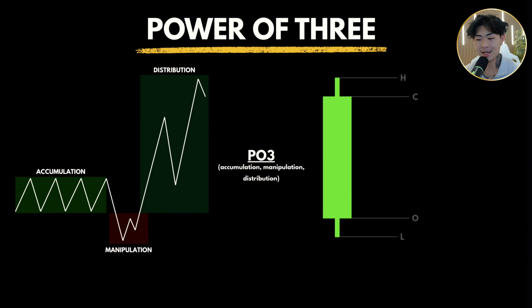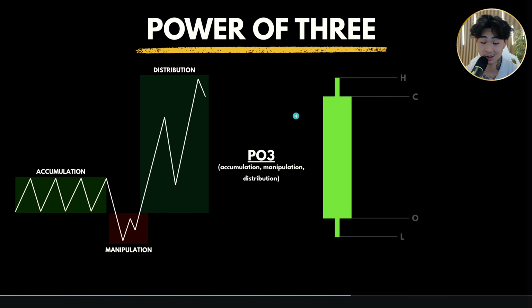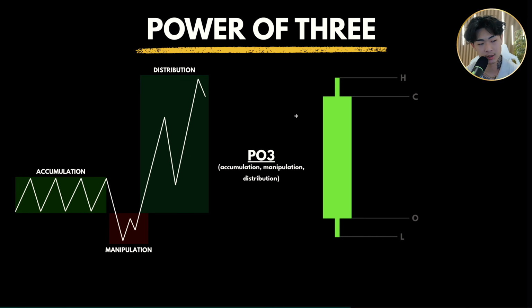Now, within a candle, there is also this concept of the power of 3. And you may have heard this before, especially if you studied some ICT concepts, but the power of 3 is accumulation, manipulation, and distribution. Now, if you're confused right now, don't worry as we dive into the charts in future lessons, and even in this lesson, as we get more into market structure and price action, you will start to understand this concept much better.